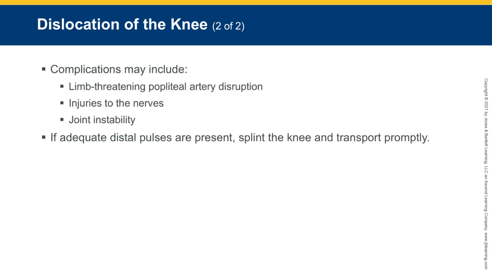One of the most serious complications of a knee dislocation is damage to the popliteal artery, which can result in loss of blood flow to the leg. Other complications include nerve injuries and chronic joint instability. If distal pulses are present, splint the knee and transport immediately. If pulses are absent, this is a critical emergency requiring rapid intervention.